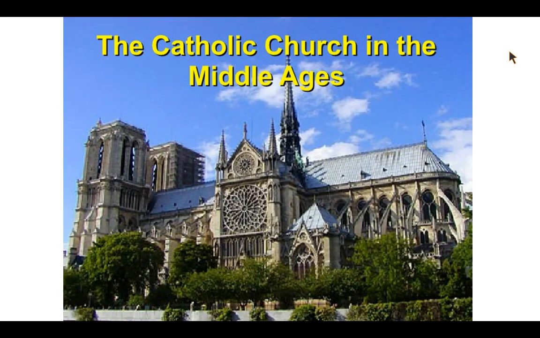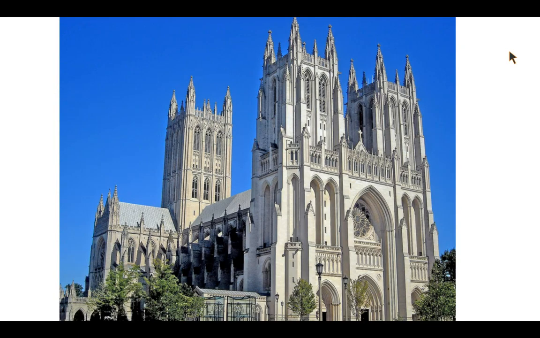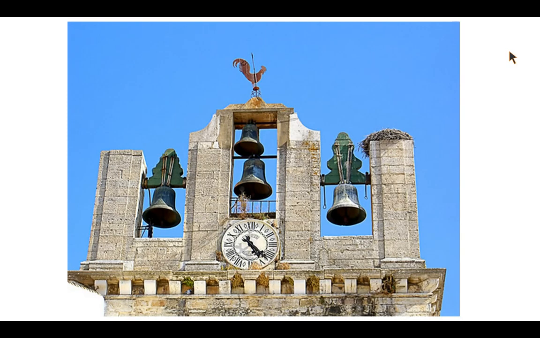The Catholic Church was the center of medieval life in Western Europe. Catholicism is a type of Christianity. In the Middle Ages, almost every village and town had a church building. But larger towns and cities had what was called a cathedral. Cathedrals are huge churches with ornate, beautiful architecture. Church bells rang out the hours, called people to worship, and warned of danger.